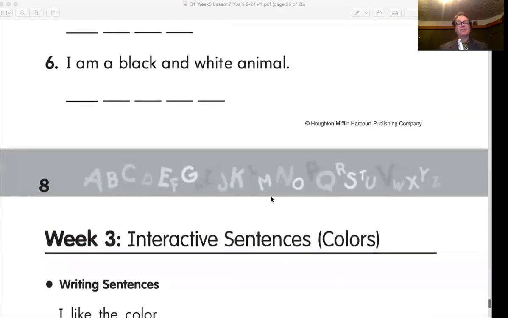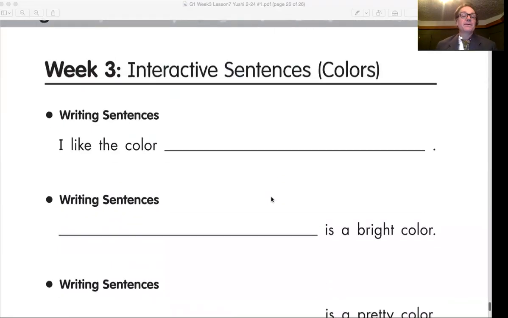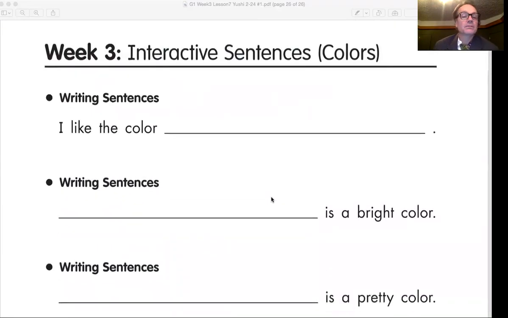Zebra. I bet you had those right. So we're going to, you get to fill in these blanks with your own word, because everyone has different tastes and different loves and different ideas about the world. So you can fill in your own.